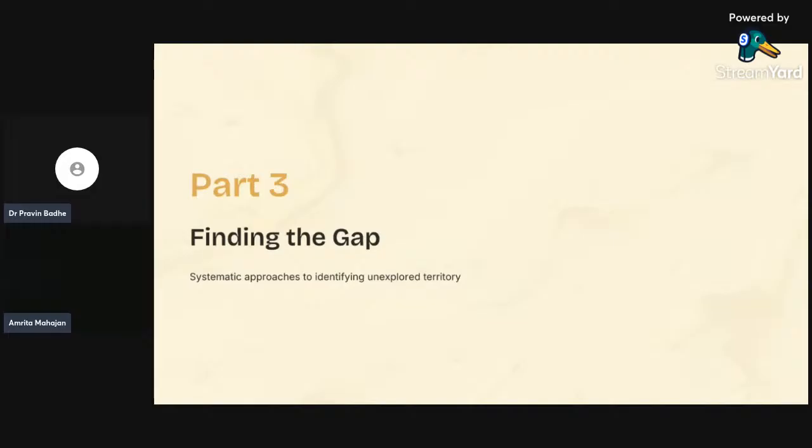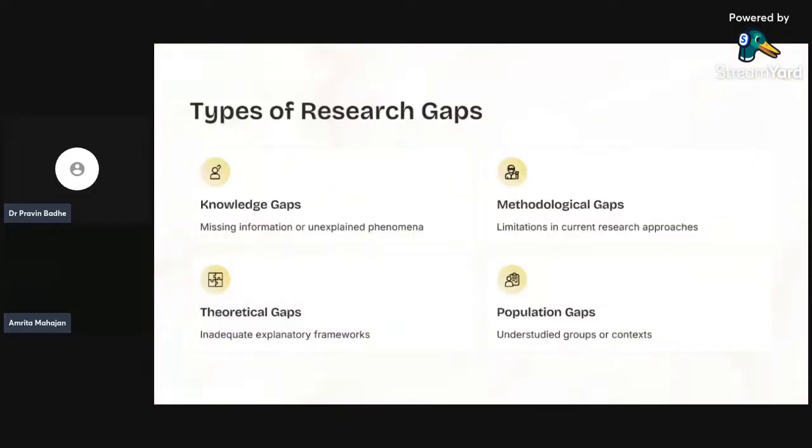The next is finding the gap. As I said, it is the most important part. It is a systematic approach to identifying the unexplored territory, what is unexplored yet in that particular article. There are different types of research gaps. First, knowledge gaps, which is missing information. You will find many articles where information is missing, so you can point it out and search it more.